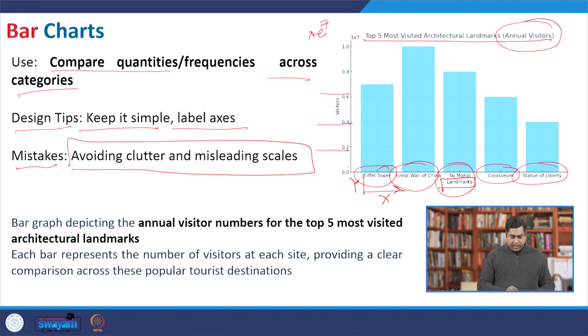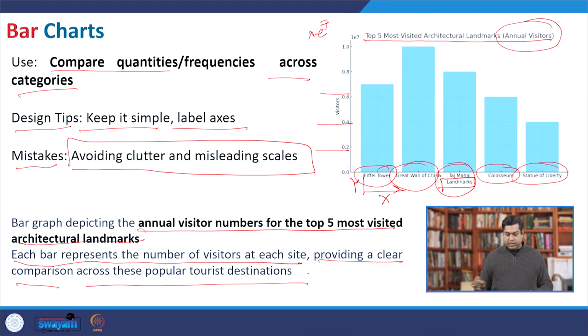In this case it is a bar graph depicting the annual visitor numbers for the top 5 most visited architectural landmarks. Each bar represents the number of visitors at each site, providing a clear comparison across these popular tourist sites. The inference is that the Great Wall of China is the most visited one, followed by the Taj Mahal, then the Eiffel Tower, and the 5th in this top 5 is the Statue of Liberty. Again, I am telling you that there is no intention to showcase something high or low. This is just for understanding, one of the hypothetical examples that I have picked up.